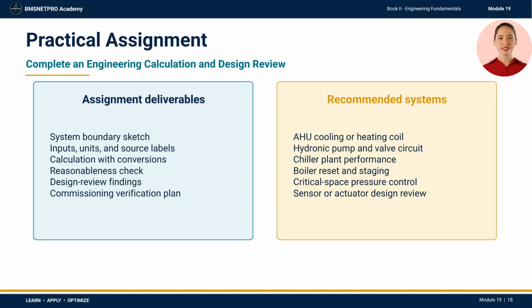For the practical assignment, learners should complete a calculation and design review on a real or sample system. The submission should include a boundary sketch, input table, units, sources, calculation conversions, reasonableness check, design review findings, and commissioning verification plan. Recommended systems include an AHU coil, hydronic pump and valve circuit, chiller plant, boiler reset sequence, critical space pressure control, or sensor and actuator review. The purpose is to apply the method, not simply fill in a worksheet.